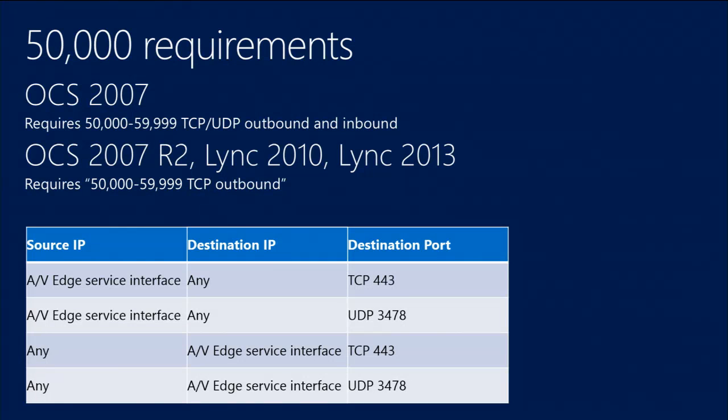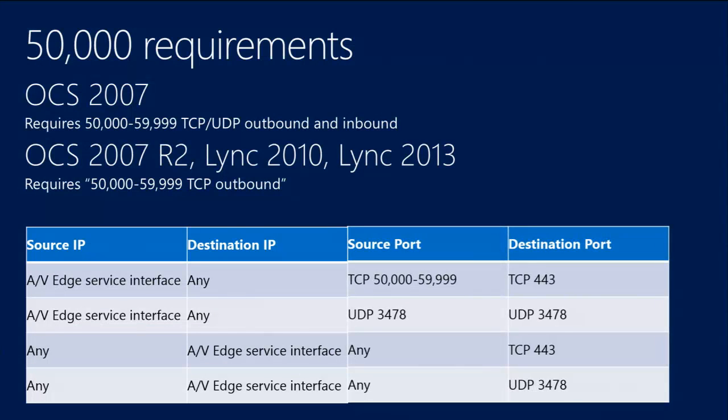So if your organization already allows outbound 443 from the AV edge, then that's irrelevant to configure this TCP outbound piece. So you see here source, destination for the first two, AV edge, service interface, any destination IP, destination port 443. If we were to follow their guidance of require 50,000 to 59,999 TCP outbound, it would look like that. Well, if the firewall guys aren't restricting it based on source port, if they allow any source port, then you're good to go, as long as the destination is 443. That's the bare minimum that we talk about.